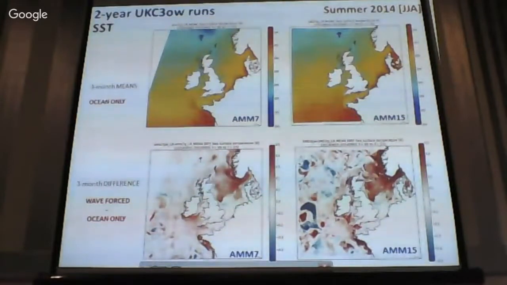And then the main signal that we see is in the summertime, when we get a relative warming here in the North Sea, and again, consistent across 7 and 15 kilometres. Again, the main driver here seems to be the partitioning of the surface stress, the relative stress that's acting on the sea surface.